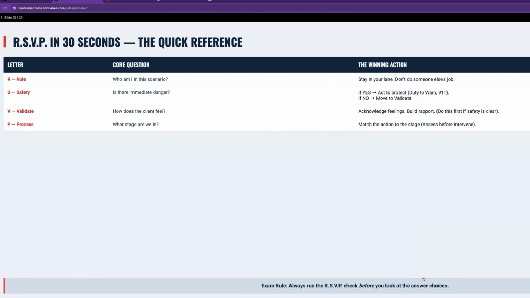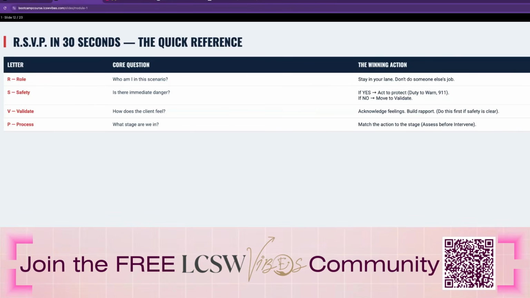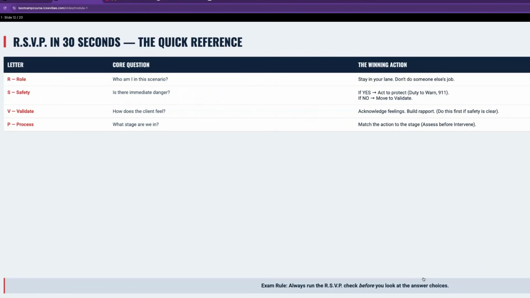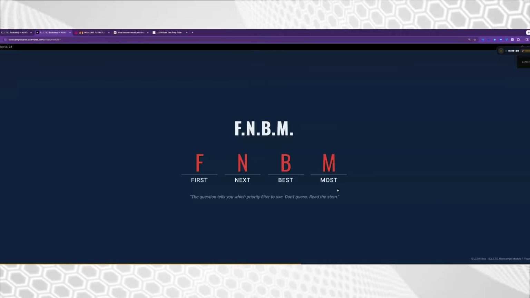Is there any safety issue? What are you validating? Or is it a need to validate the client in this situation based on what's taking place? And what stage are you in? Like, if you're in the beginning stage, the middle stage, that's what you're asking yourself. A quick check, that's it. You see the question, go through those quick 4 things in your head and just keep it moving.